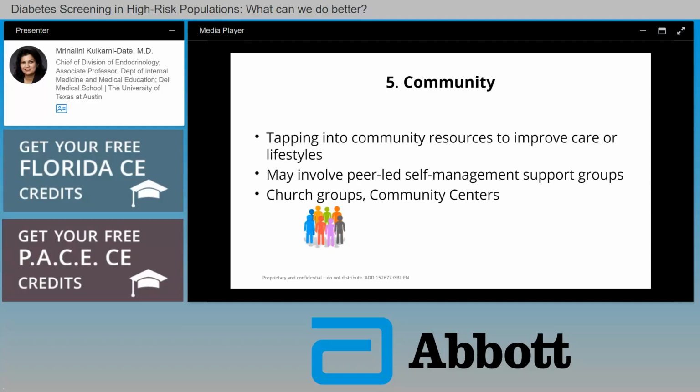Well, what about the community? Tapping into community resources is really a key part of this care. That might involve peer-led self-management support groups. It often involves church groups or community centers. We work closely with several churches in the area to help with patients who need just integration into the community. They may be socially isolated. They have prediabetes or diabetes. So our community health workers help involve them in church groups or community centers where they can find programming for physical activity or education.